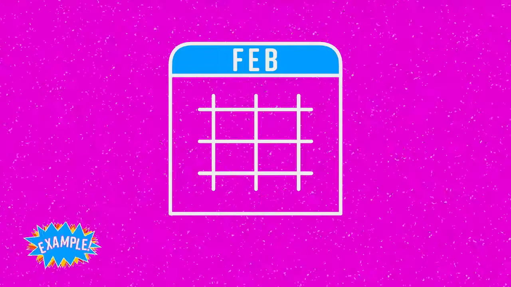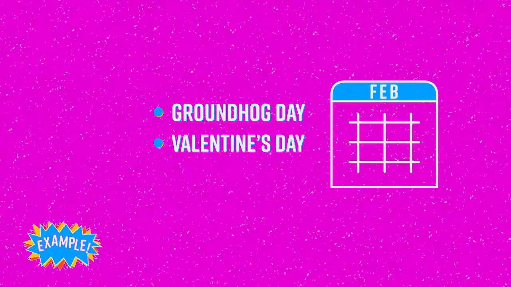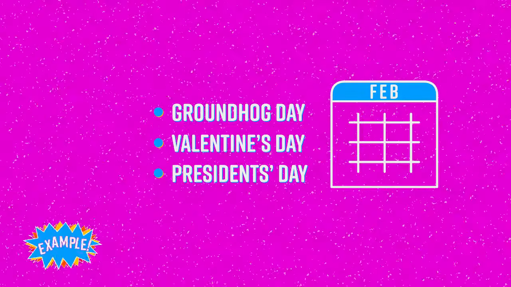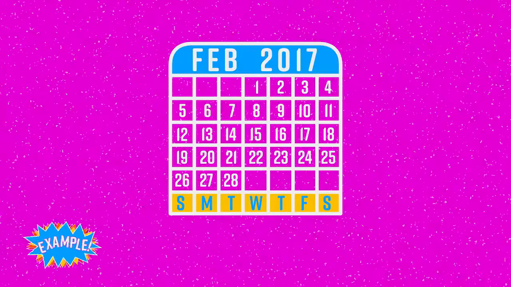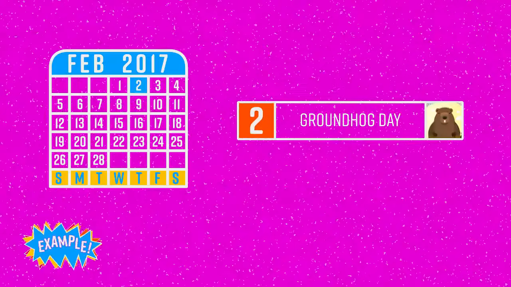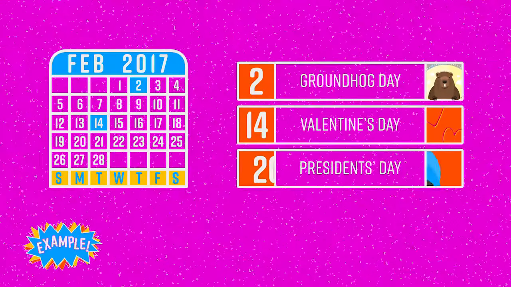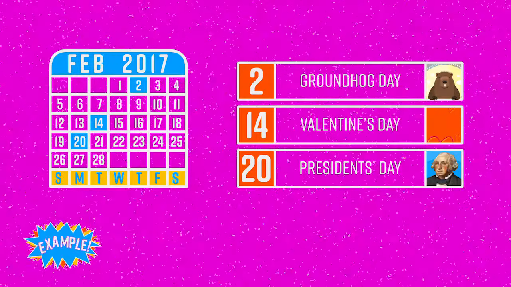For example, you could chronologically order holidays in the month of February by saying that first is Groundhog Day, next is Valentine's Day, and last is President's Day. To be more specific, look at February 2017. You can use dates and say that Groundhog Day is February 2nd, Valentine's Day is February 14th, and President's Day is the third Monday of February, which is February 20th.